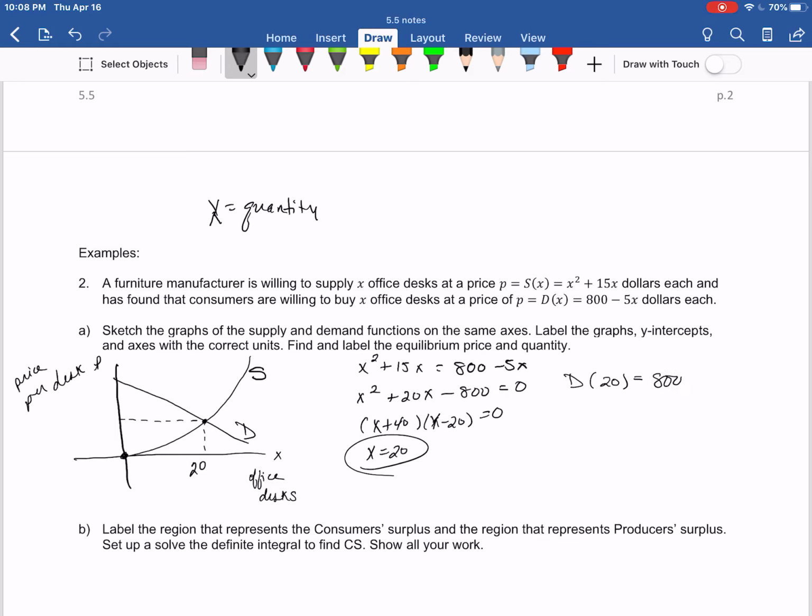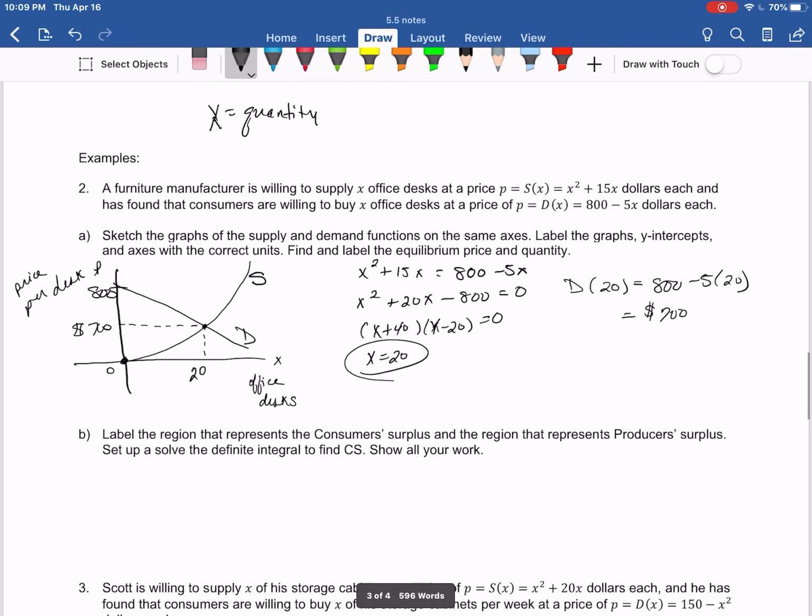This work. 5 times 20 is 100. 800 minus 100 is 700. And that's a price. So put some dollars on that. And $700 goes right about there. Okay. Now I did say to label your y-intercepts. So the supply crosses the y-axis at 0, whereas the demand function crosses the price axis at 800. Okay. So it's labeled with all of the information that was requested. And we found the equilibrium point.